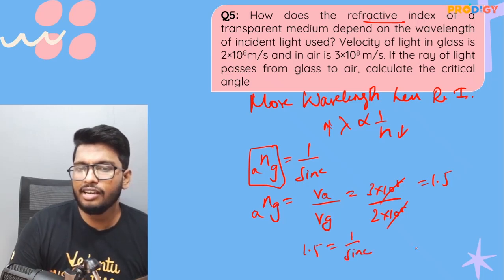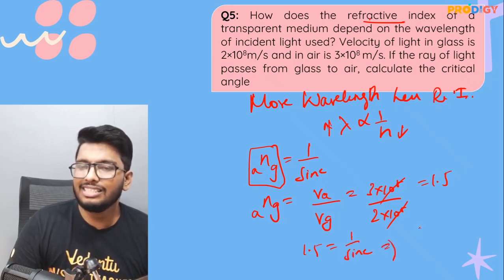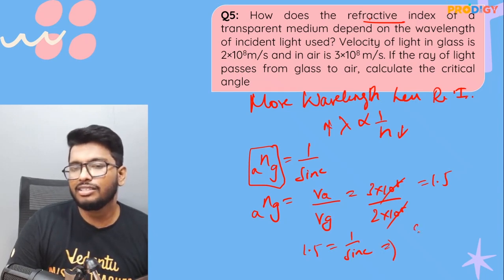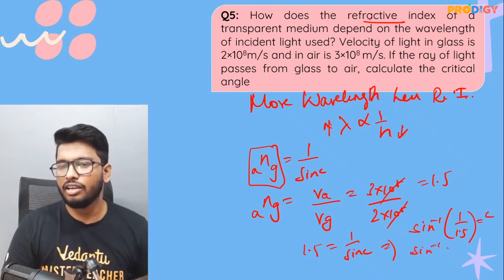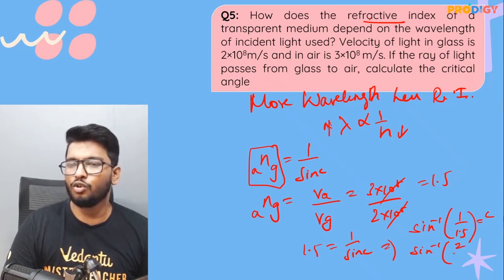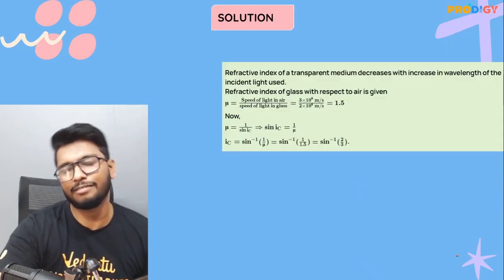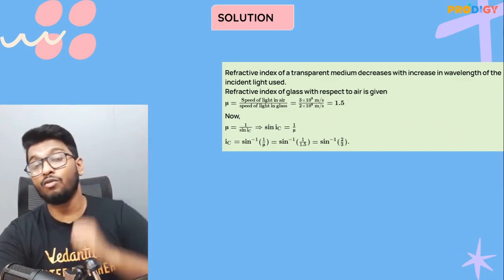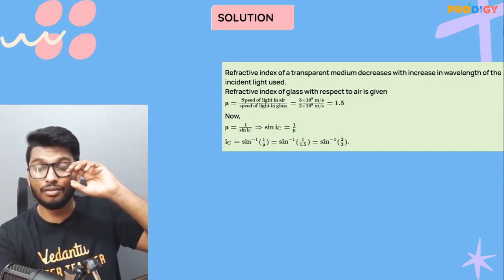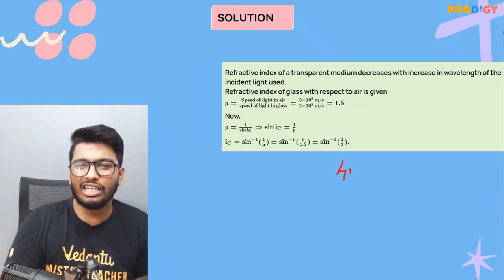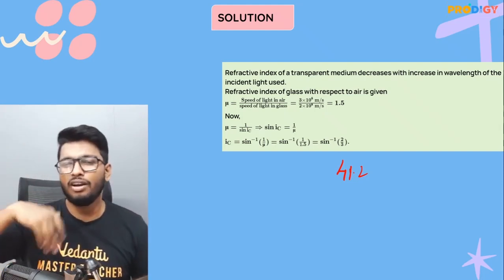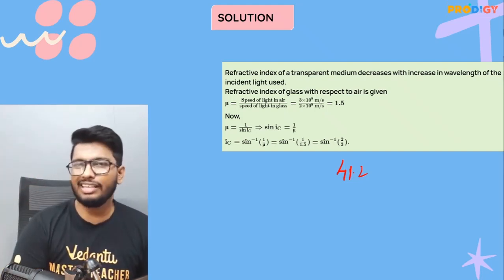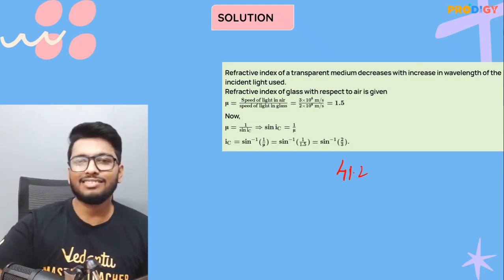1.5 is equal to 1 by sine C. So you can say that C is equal to sine inverse of 1 by 1.5. So sine inverse of 2 by 3 would be the answer. If you want, you can find out the angle as well. You'll get it as something around 41 point some degrees, 41.2 or 41.3. That will be the critical angle. So that is the answer for that question, guys.